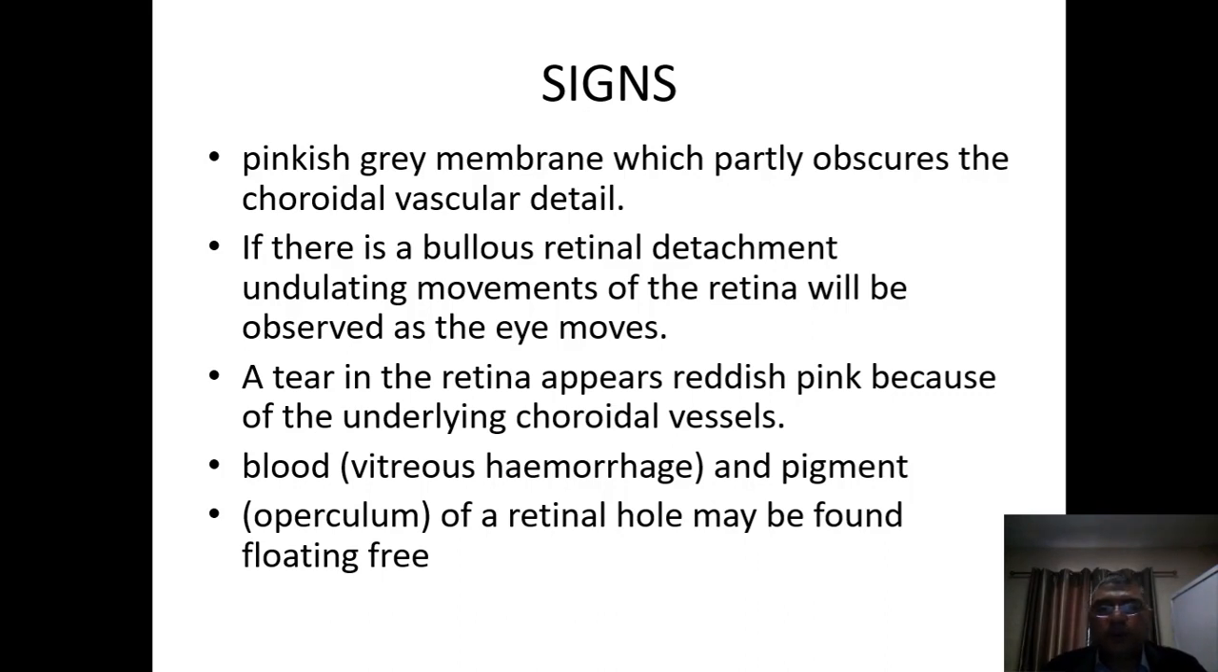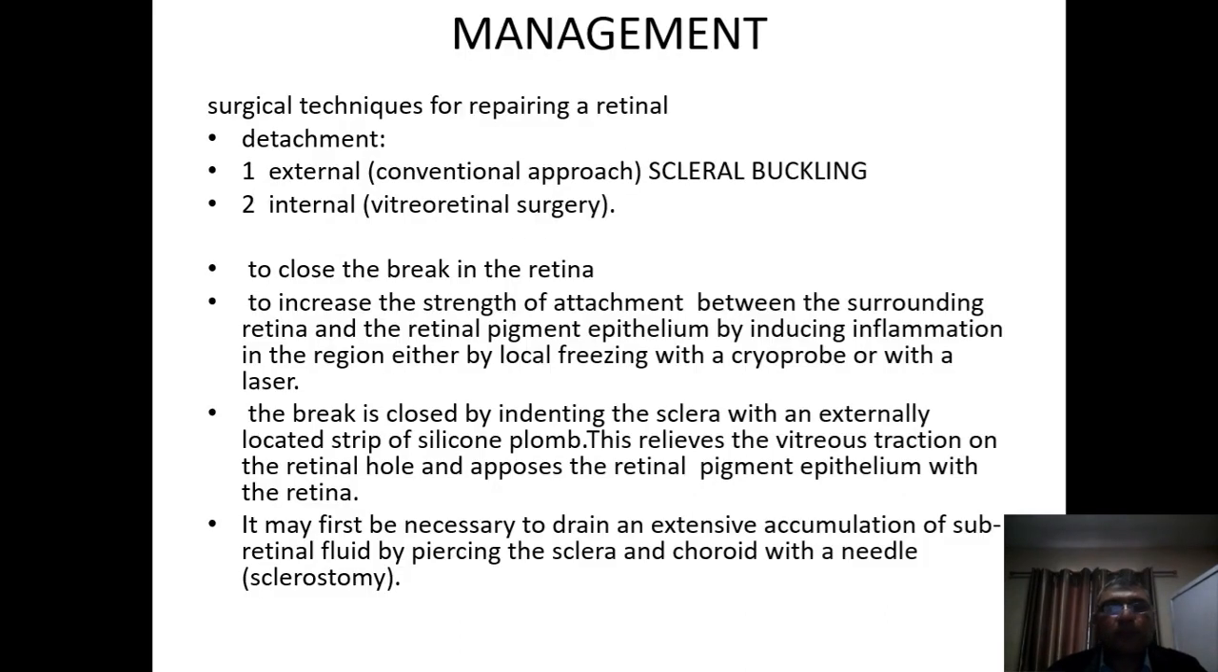Blood may also be present, as the tear may be associated with vitreous hemorrhage. A pigment may be seen in the vitreous cavity. Operculum, or part of the retina detached, leaving a retinal hole, also may be seen floating in the vitreous cavity.